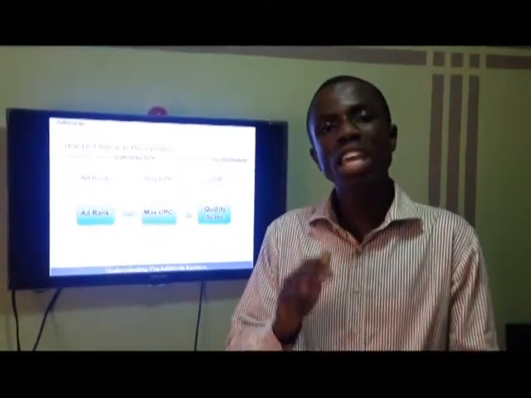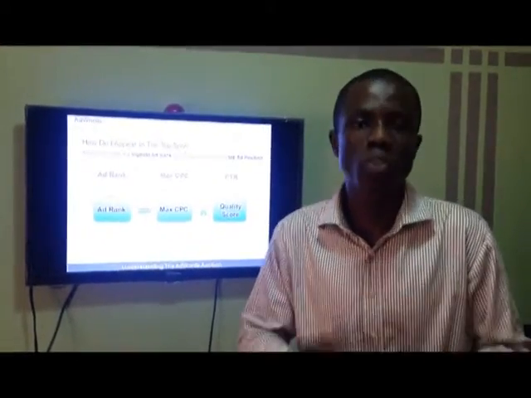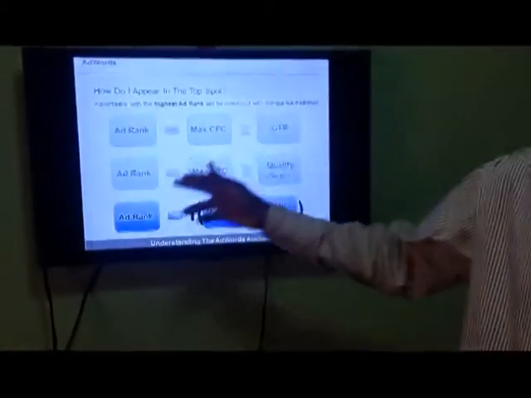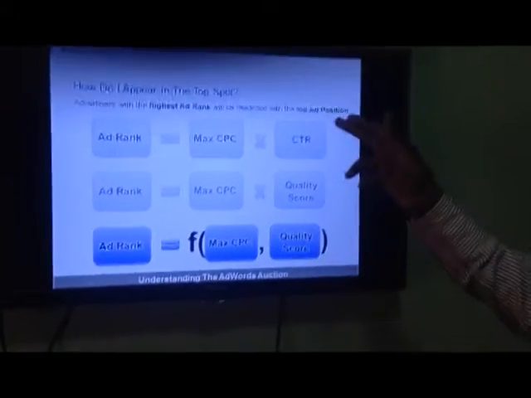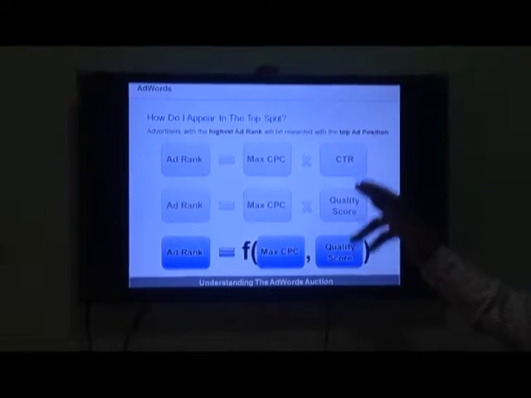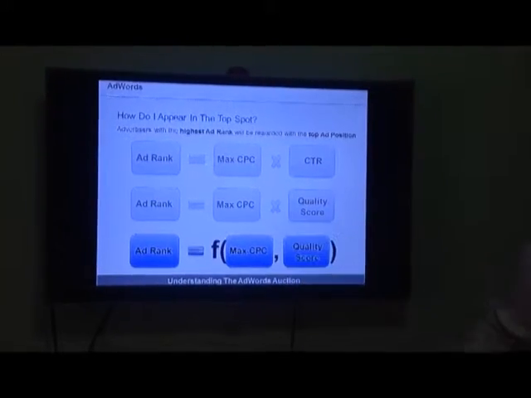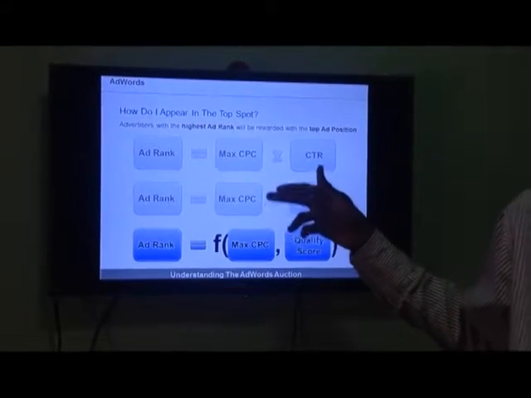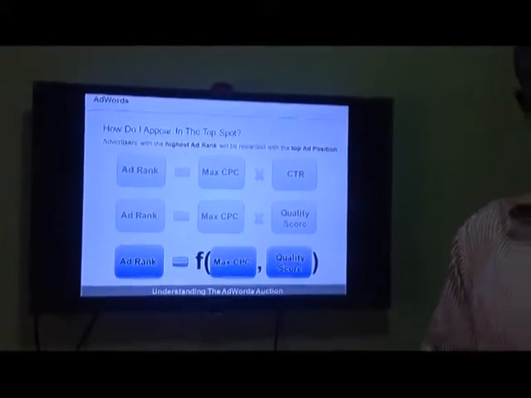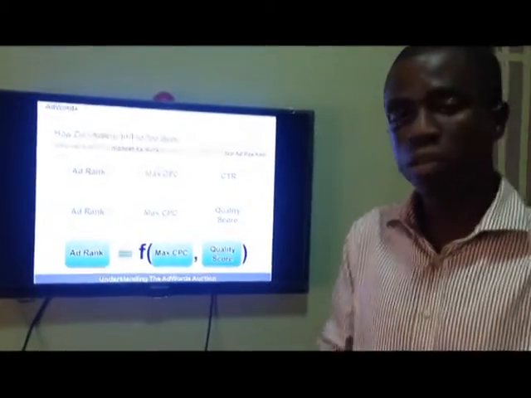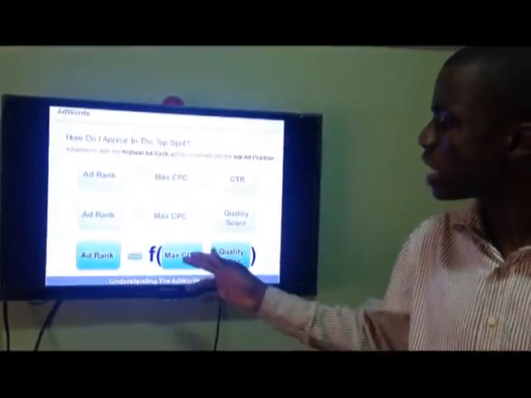So in improving upon it, the second one, you have the maximum CPC multiplied by quality score. We will be delving further into quality score and the various components that it entails, so don't worry about it. Then this formula actually stood the test of time. It stayed a long way. Until 2012, Google made an improvement upon this formula by coming up with a function of maximum CPC and that of quality score.